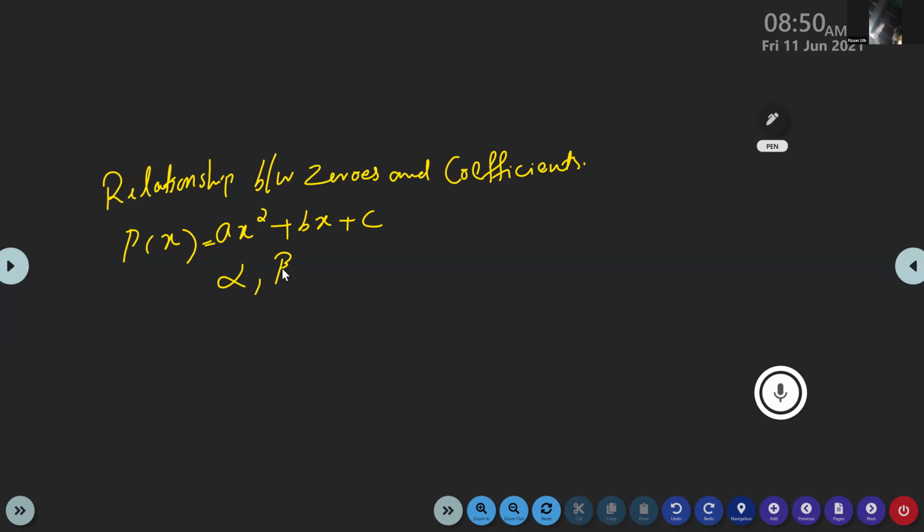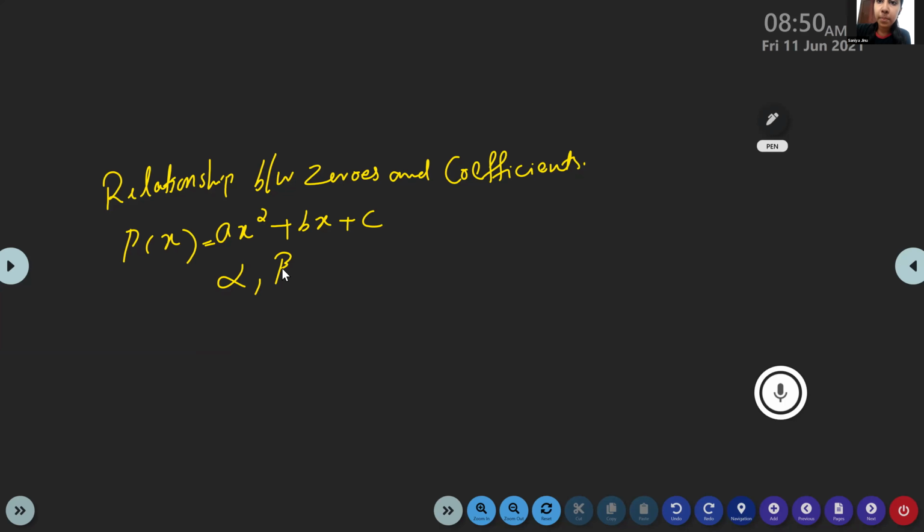Lena? Hmm. Gautam, what's the relation, Gautam? If alpha and beta are the zeros, Gautam, what's the relation then? Unmute and say, Gautam. If alpha and beta are the zeros of the polynomial ax square plus bx plus c, then what is the relation between zeros and coefficients? Tanya?